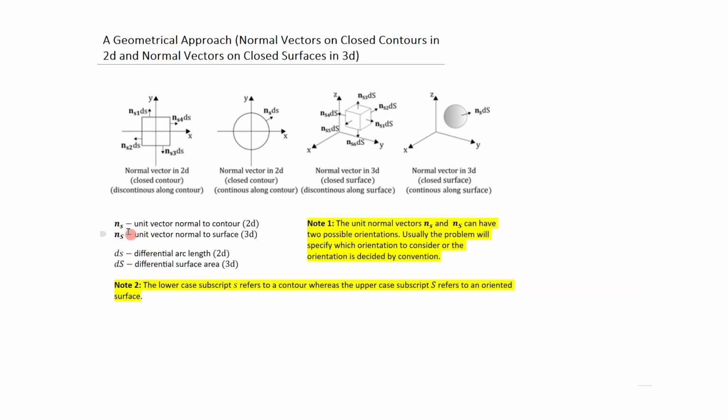n subscript s, where s is lowercase, is a unit vector normal to a contour. And n subscript S uppercase is a unit vector normal to a surface in 3D. ds is a differential arc length in 2D. dS, S being capitalized, is a differential surface area in 3D. And again, as we mentioned before, the unit normal vectors ns and nS can have 2 possible orientations. Again, usually the problem will specify which orientation to consider, or the orientation is decided by convention. So that more or less describes the sort of problems that we'll be looking at in the subsequent weeks.